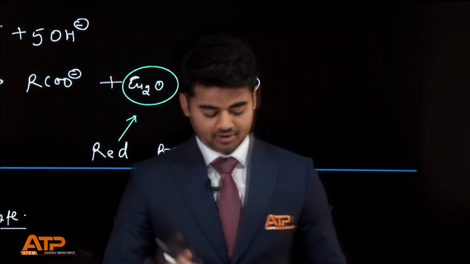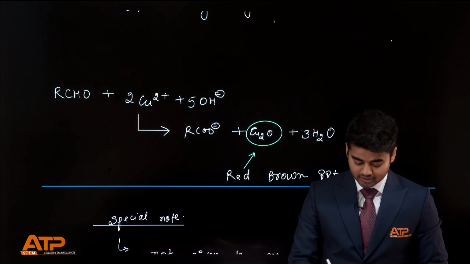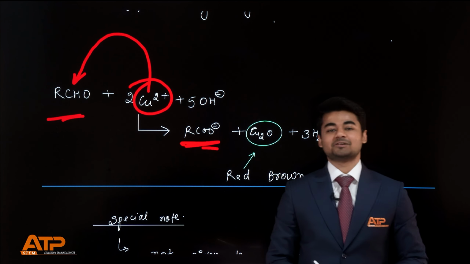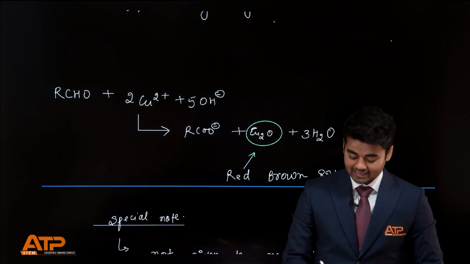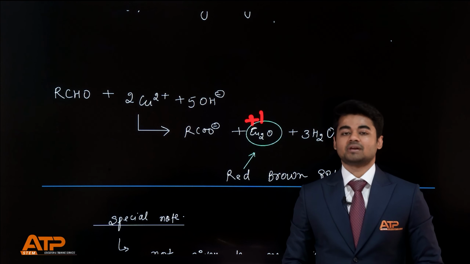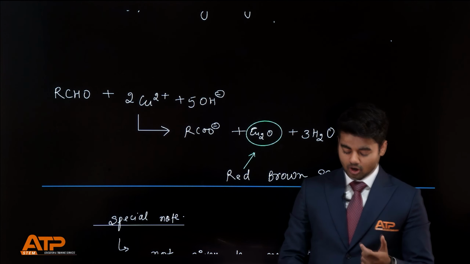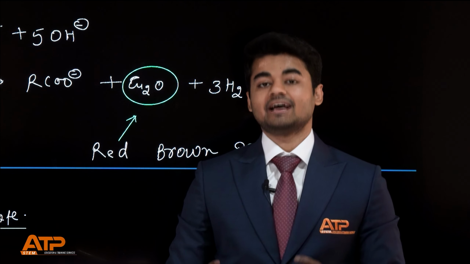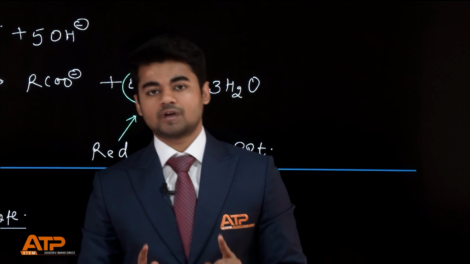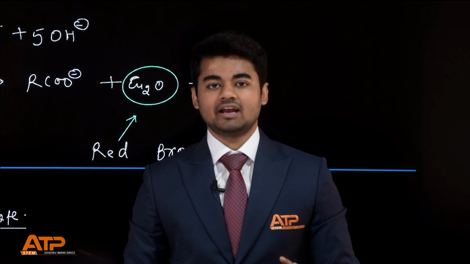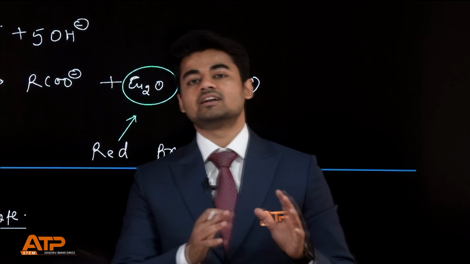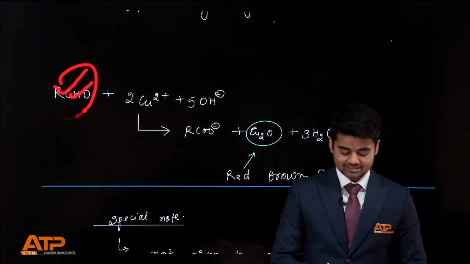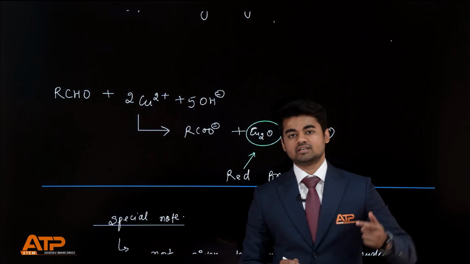Copper 2+ is coming from copper sulfate. Copper 2+ oxidizes this aldehyde to its respective carboxylate ion and itself gets reduced to the +1 form. Now, copper oxide in +1 form is a reddish brown precipitate, and the formation of this reddish brown precipitate gives us an idea that okay, Fehling's reagent test is positive.